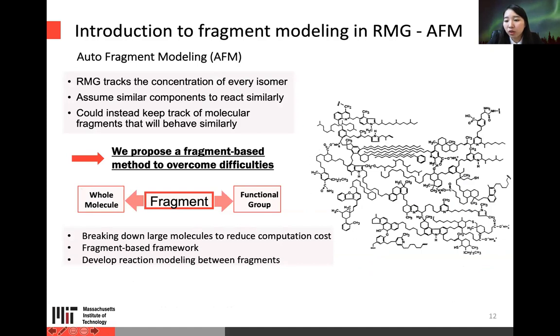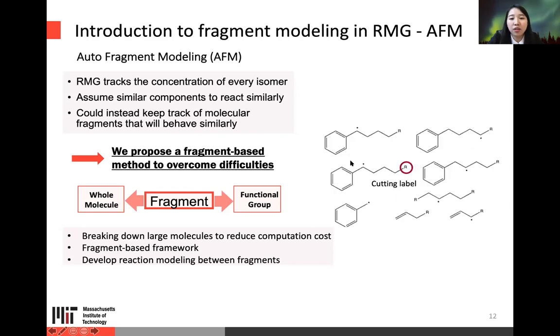So for example, if we start with this complicated molecule, then we will first determine the important functional groups which we do not want to cut. And then between the groups, we can determine the cutting positions, and at every cutting position, we will attach the cutting label shown here. So all these species are called fragments, and the auto fragment modeling framework will basically try to generate a kinetics model between fragments.